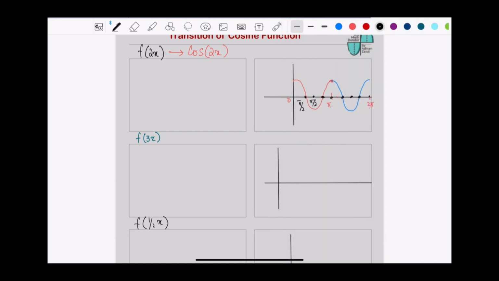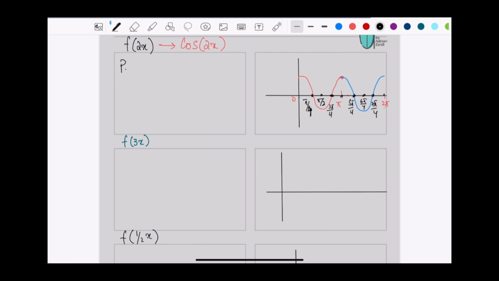This is pi over 2. Sorry, pi over 4. That is pi over 2. This is 3 pi over 4. This is 5 pi over 4. 6 pi over 4, or 7 pi over 4, and so on. The period of this wave is only pi radian because one wave completes in pi radian.